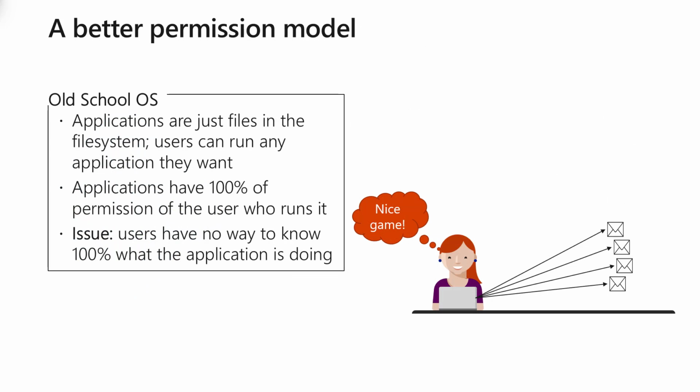Why bother with all this? Well, some viewers may be used to an old school operating system where applications are just files in the file system and users can run any application they want. And once it's running, the application has all the permissions of the user who runs it. This is the traditional method that is still used in a lot of desktop operating systems. The issue is that users have no way of knowing completely what the application is doing. So as this user is playing a game, the game may actually be reading her contacts list and sending spam emails to all of them.